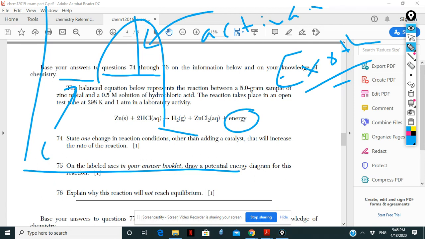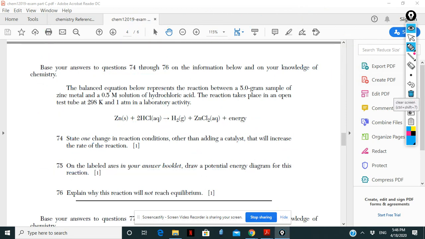And this is the energy of the reactant, and that's the energy of the product. Explain why the reaction will not reach equilibrium. If you observe what it says, it's an open test tube. And if you look at the products, we have a gas. So what does it mean? The hydrogen is going to escape the test tube. It's going to push the reaction to the right side to compensate for the deficiency of hydrogen. That's why it will not reach equilibrium, because it's an open test tube.